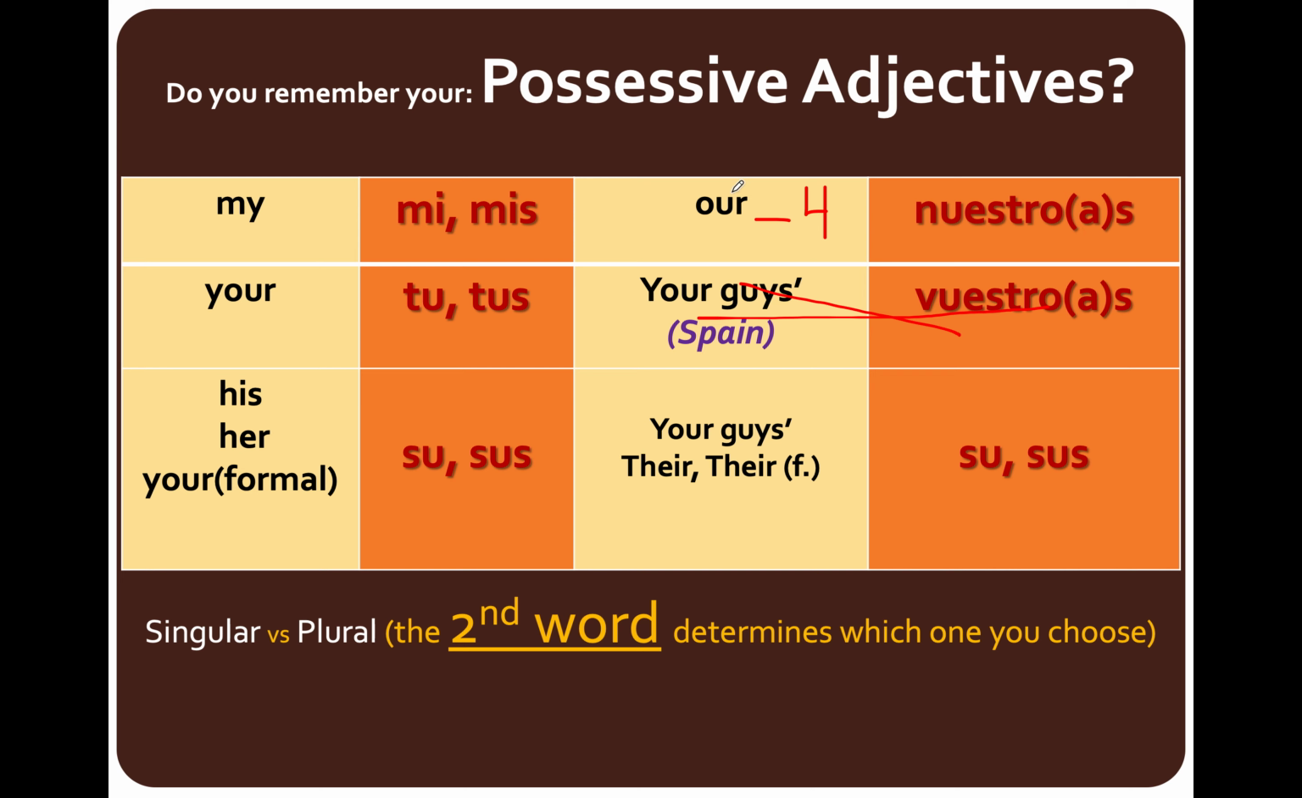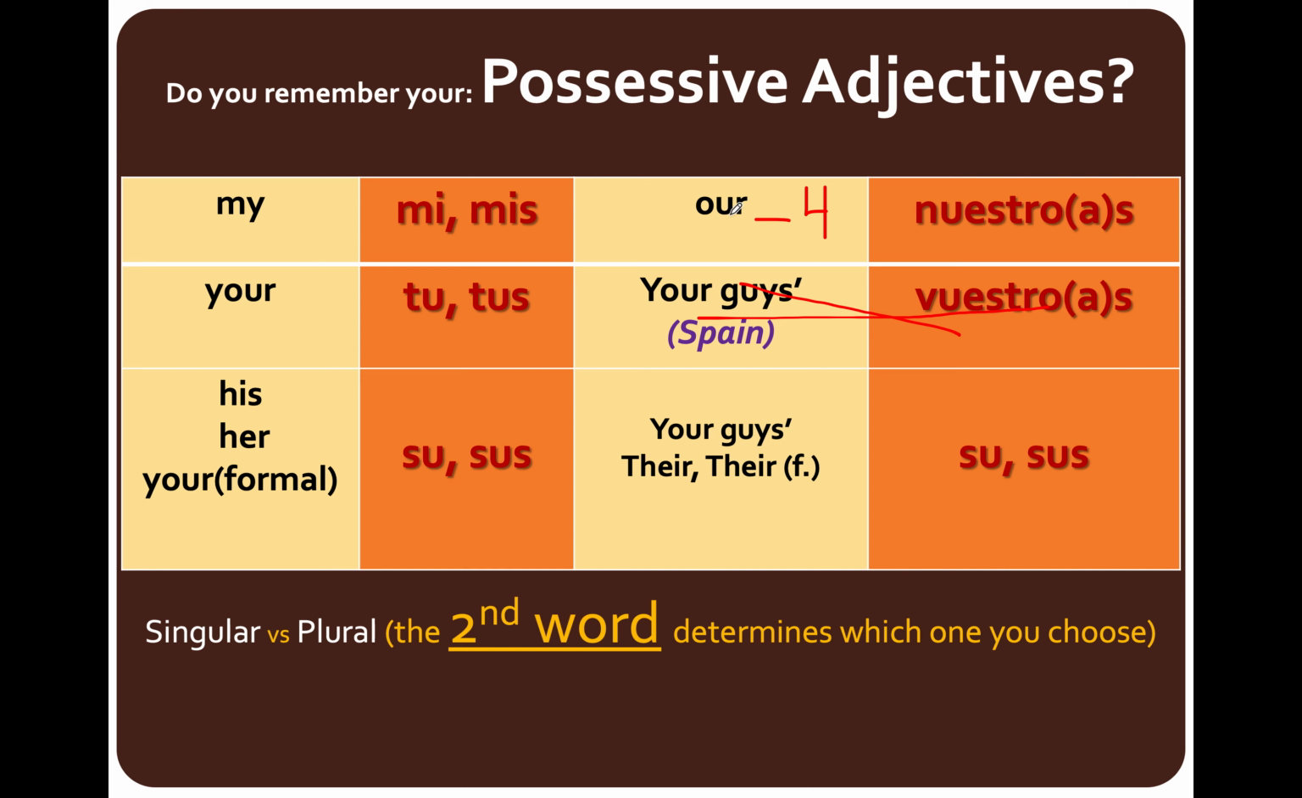What if I said our mom? Mom is a girl, so still nuestra. What if I said our grandpa? That's one person and it's a guy, so nuestro abuelo. What if I said our uncles? Uncles is more than one and they're guys, so nuestros tíos.